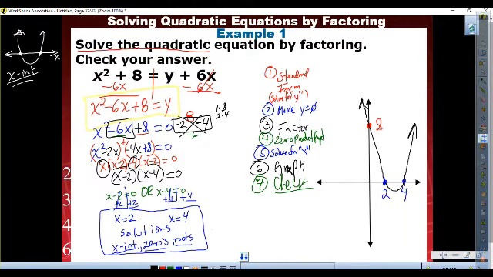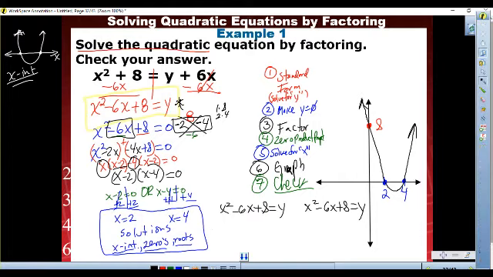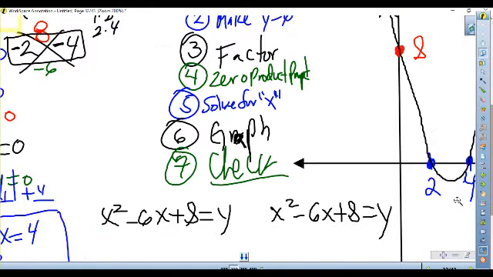So for step 7, I'm going to write this equation right here. x squared minus 6x plus 8 equals y. And I'm going to write it again. x squared minus 6x plus 8 equals y. And tell your neighbor why I wrote it twice.